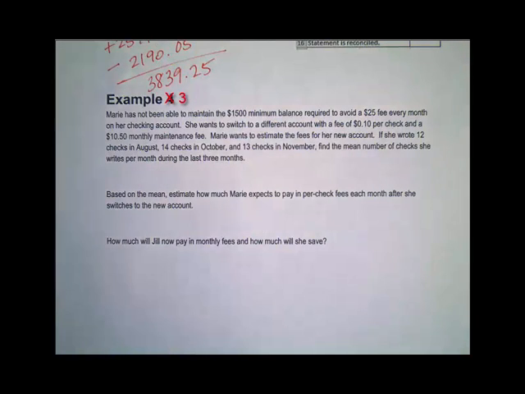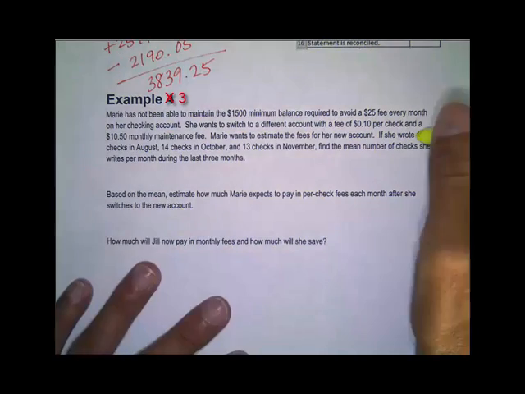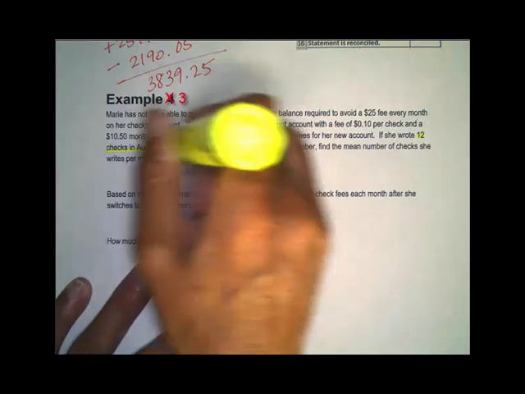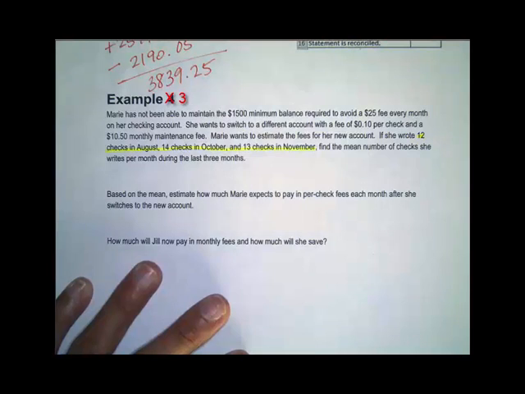Example 4. Marie has not been able to maintain the $1,500 minimum balance required to avoid a $25 fee every month on her checking account. She wants to switch to a different account with a fee of 10 cents per check and a $10.50 monthly maintenance fee. Marie wants to estimate the fees of her new account. If she wrote 12 checks in August, 14 in October, and 13 in November, find the mean number of checks she writes per month during the last 3. So mean is to add them up and divide by the numbers.